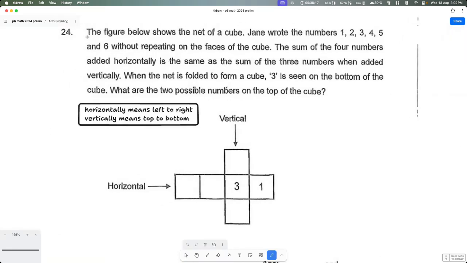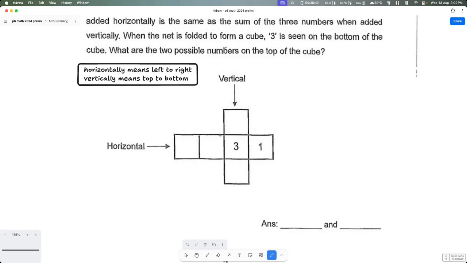Question 24. The figure below shows the net of the cube over here. Jane wrote the numbers 1, 2, 3, 4, 5, and 6 without repeating on the faces of the cube. The sum of the 4 numbers added horizontally is equal to the sum of the 3 numbers added vertically. When the net is folded to form a cube, 3 is seen at the bottom of the cube. Find the 2 possible numbers on the top of the cube. So the top of the cube is here, so I'm going to write here, top of the cube.